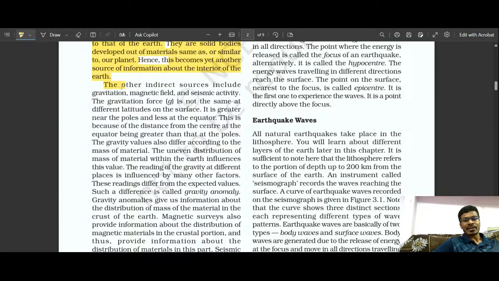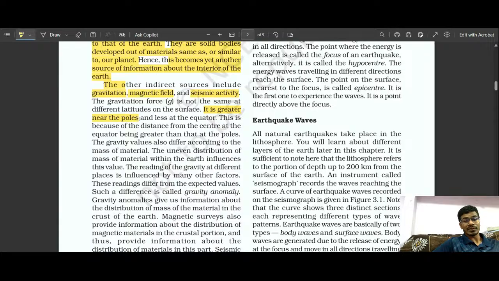The other indirect sources include gravitation, magnetic field, and seismic activities. These three are other indirect sources. The gravitation force, G, is the symbol taken for gravitation. It is not the same at different latitudes on the surface. It is greater near the poles.